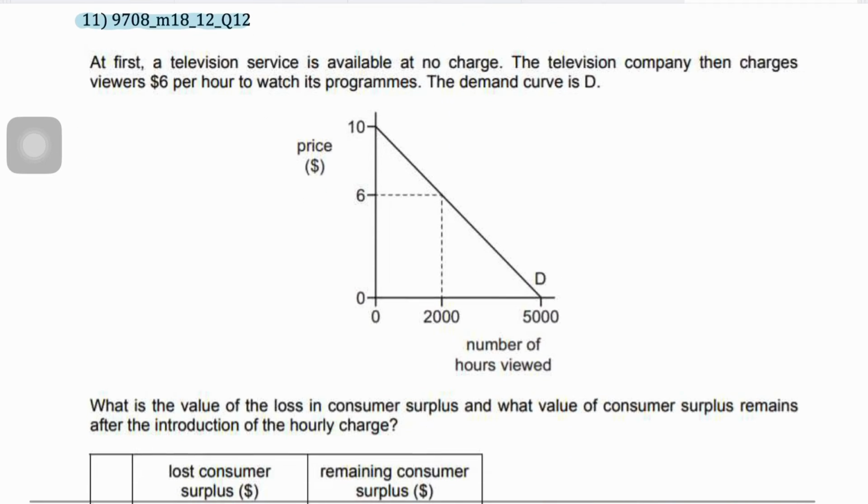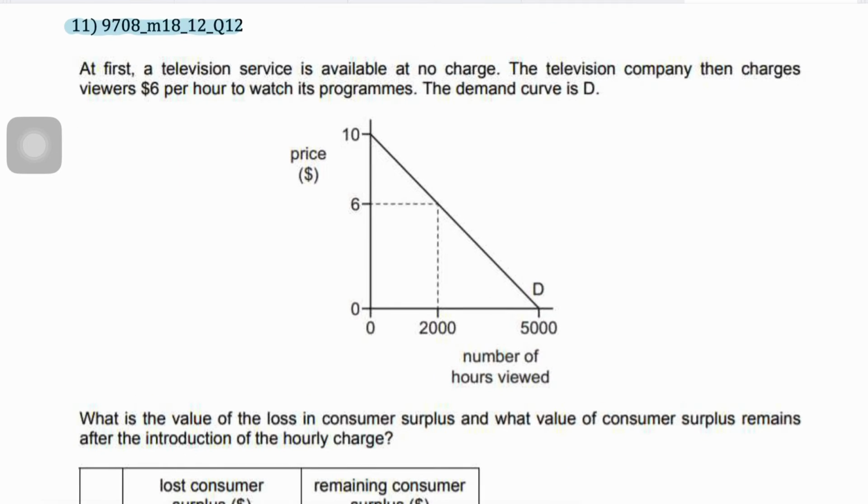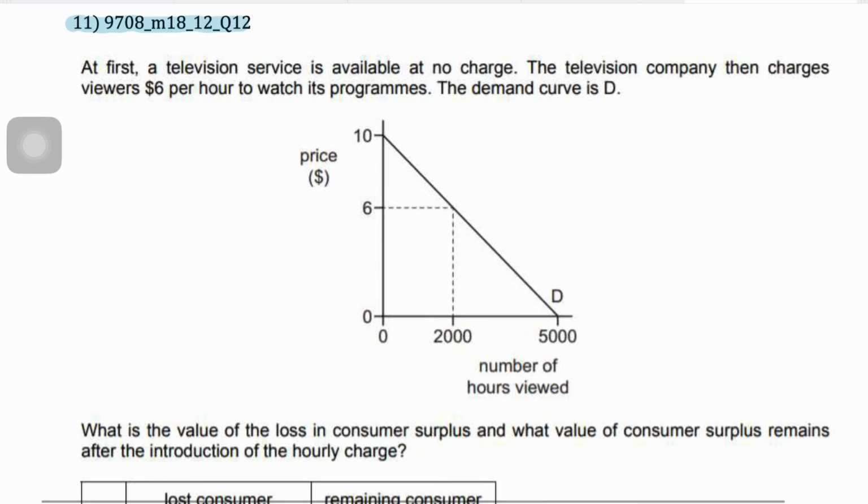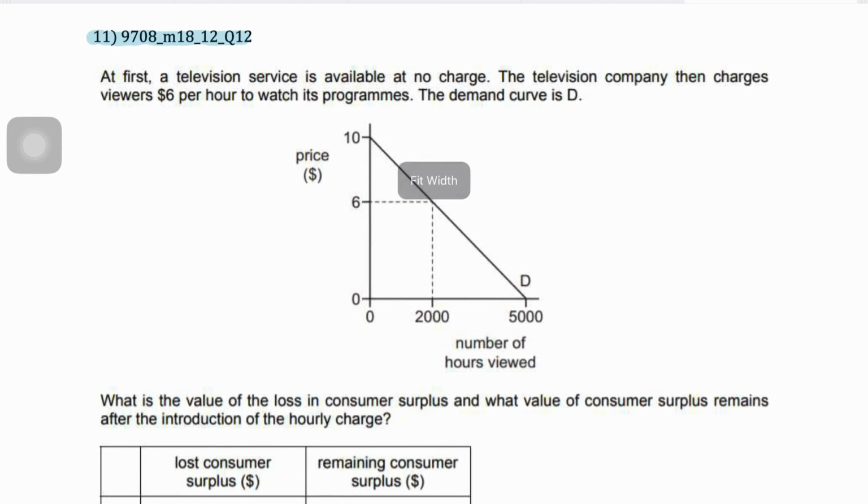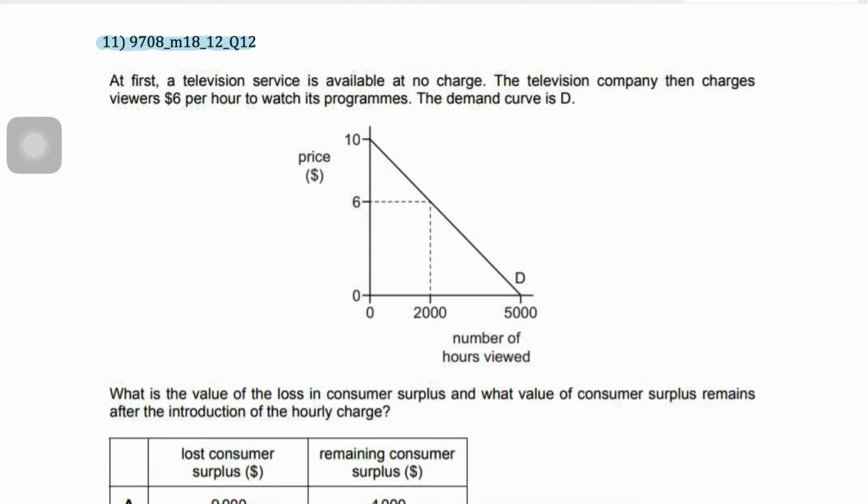Question number 11 says, at first, a television service is available at no charge, and the television company then charges viewers $6 per hour to watch its programs. And the demand curve is given below. Let's say this is an individual demand curve, my demand curve, which represents how many hours I'll view the service, the channels, at different prices. So what is the value of the loss in consumer surplus, and what value of consumer surplus remains after the introduction of the hourly charge? It's asking for the remaining consumer surplus and how much is lost.